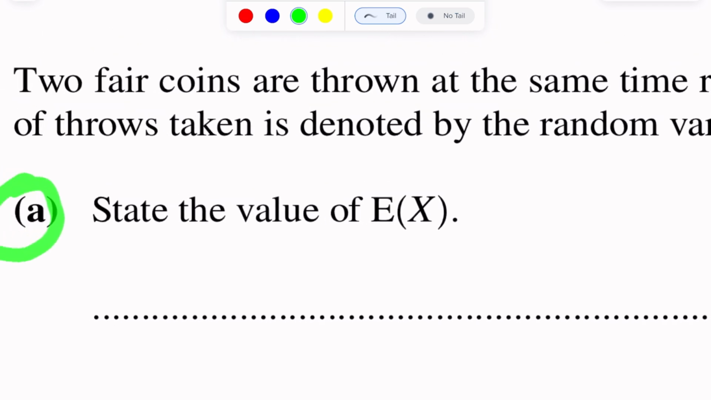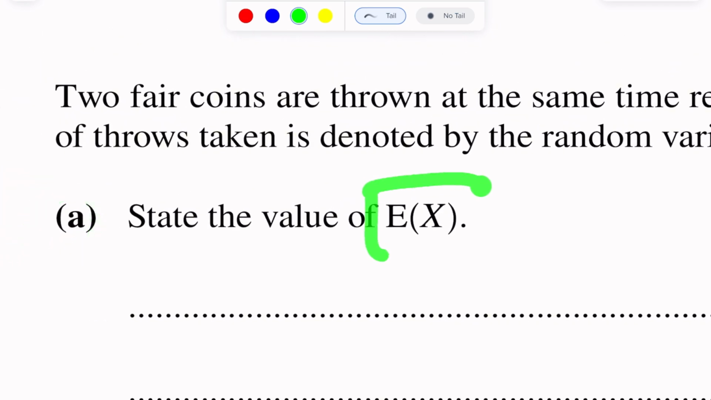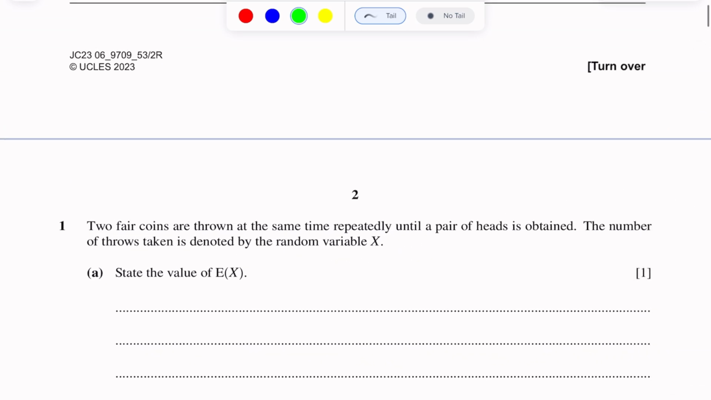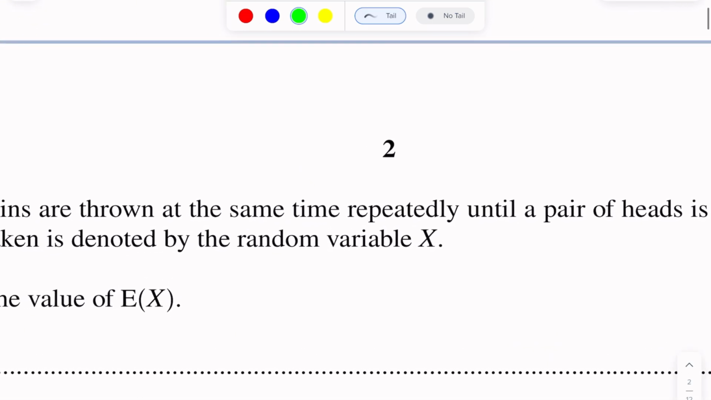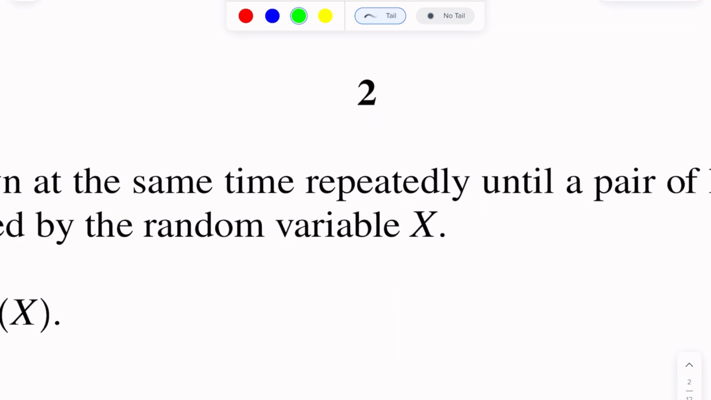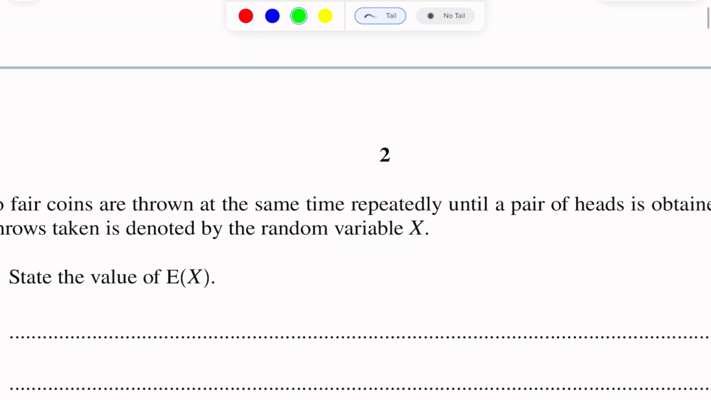Part A of this question is: state the value of E(x). E(x) means expected value of x. This part A is from geometric distribution because there is no fixed number of trials, but the number of trials until success is obtained. X shows the number of trials until success is obtained.